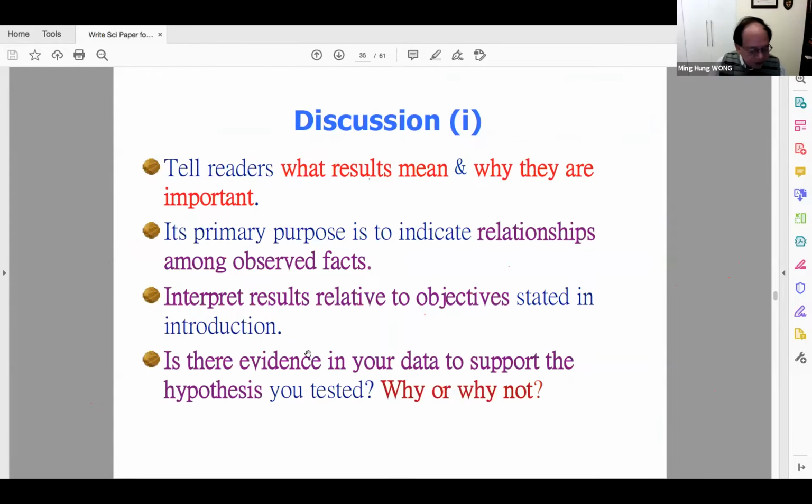Now, discussion. We should tell readers what results mean and why they are important. The primary purpose is to indicate relationships among the observed facts. So you have to explain your results relative to the objectives you put down in the introduction. Is there any evidence in your data to support the hypothesis you tested? Why or why not?